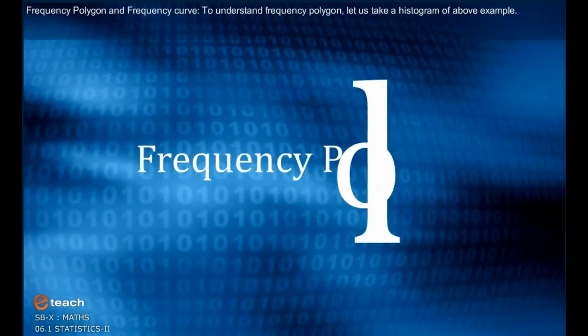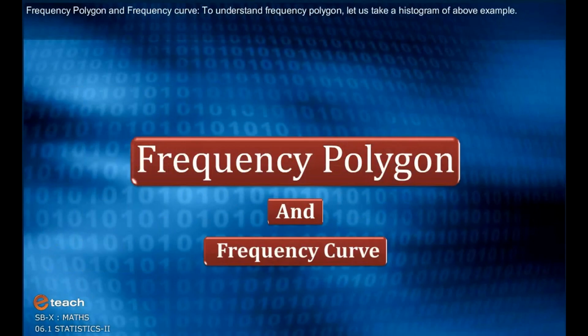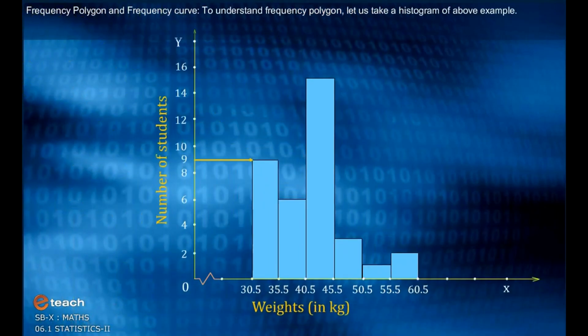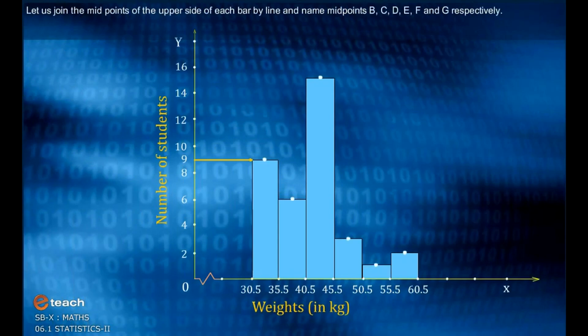Frequency polygon and frequency curve. To understand the frequency polygon, let us take the histogram of the above example. Let us join the midpoints of the upper side of each bar by lines and name the midpoints B, C, D, E, F and G respectively.